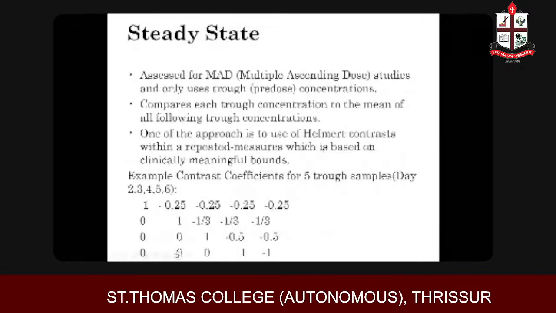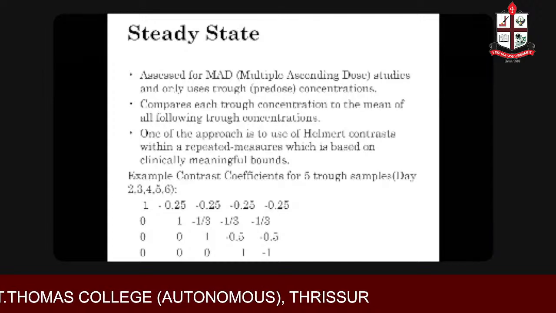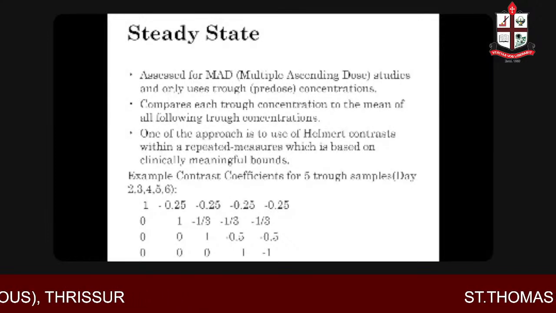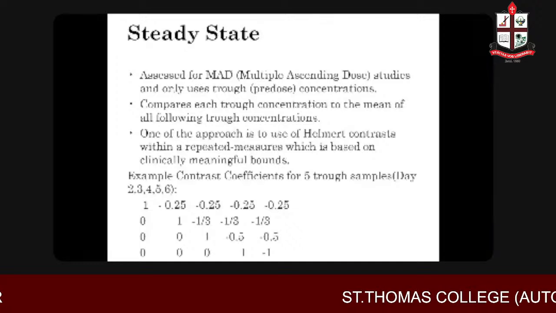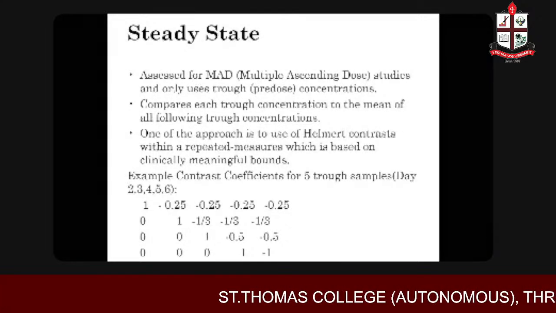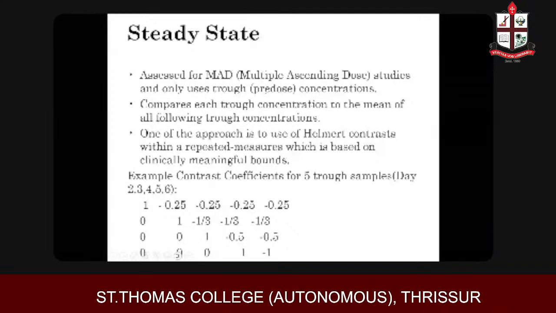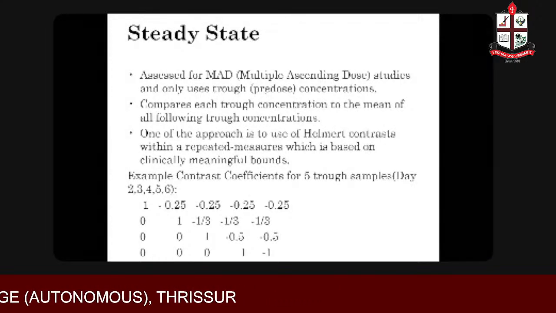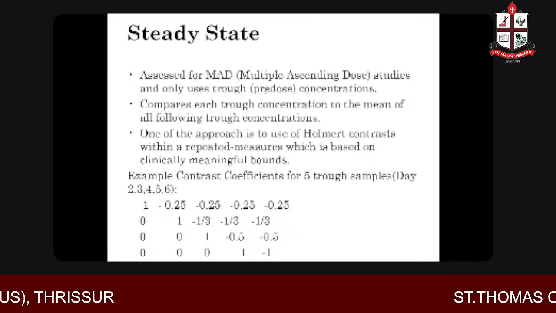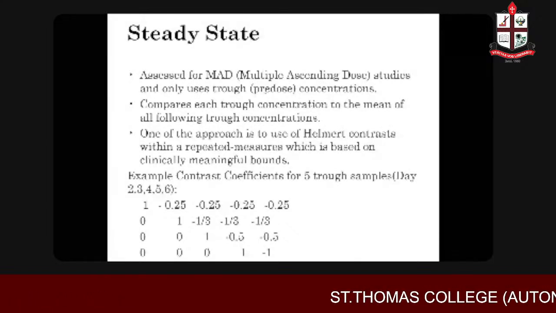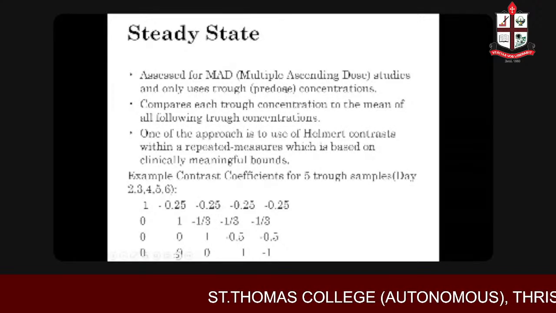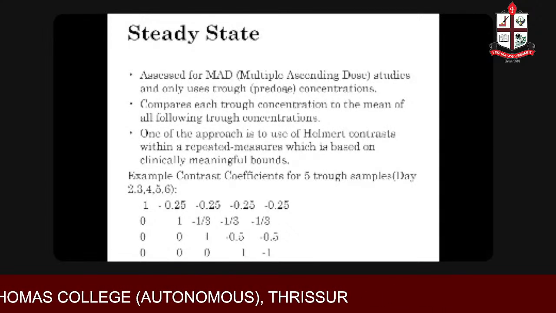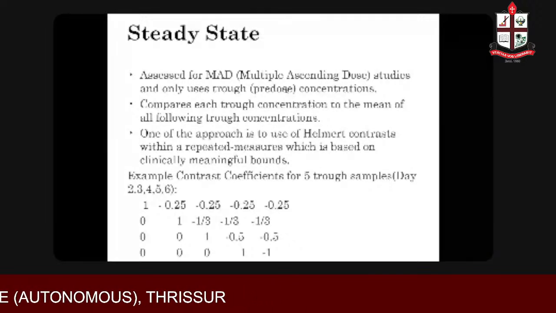And next we will go to steady state. As I told before, it is multiple ascending dose, MAD studies, meaning multiple ascending dose studies. The dosing intervals can be daily once, every 8 hours, every 4 hours, it can be anything. But we are going to check the drug concentration taken before giving the drug, how much drug is there in our blood. They are called trough concentrations. As I told before, the incoming and the outgoing should be the same. Then only we call it steady state attained.